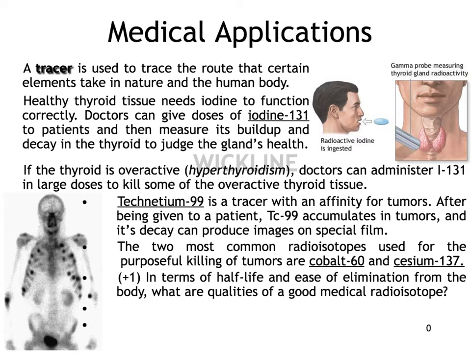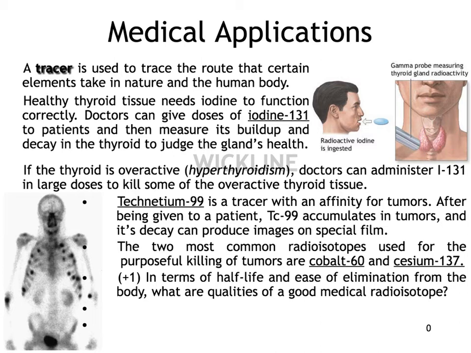So the thyroid is up here near your larynx, and it's an endocrine gland. It releases hormones that regulate metabolism. But in any case, it really needs iodine. And if you give a patient iodine-131, the thyroid doesn't know it's radioactive iodine, it just knows it's iodine, and it absorbs it. So if you were then to take a radiation image of the person's body, you would see that the radiation has collected in the thyroid.